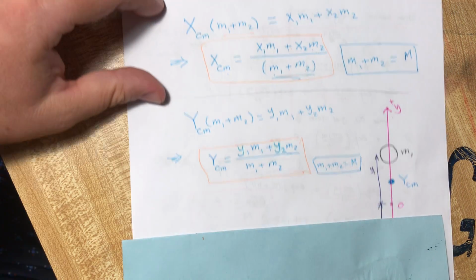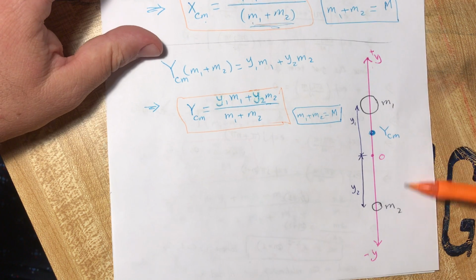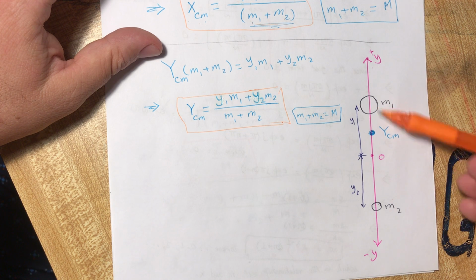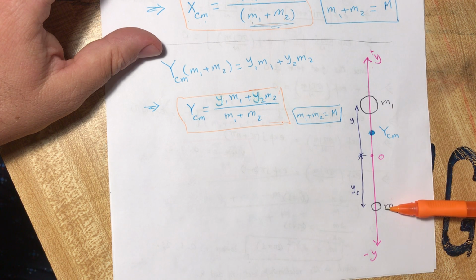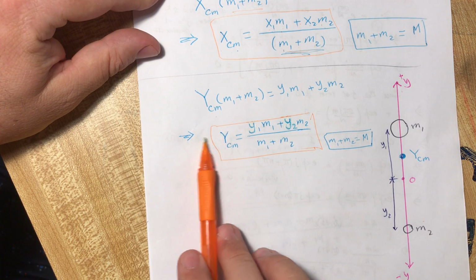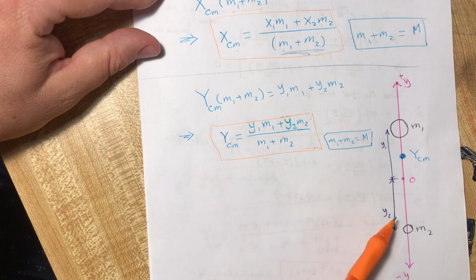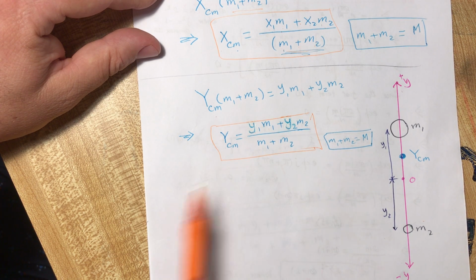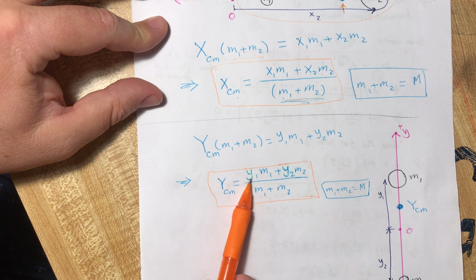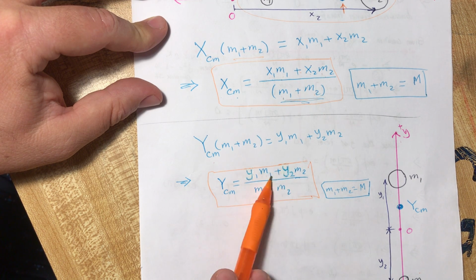Okay. If we go to the y direction now, it is the same. If we have two masses, m1 and m2, this is the origin. We have y1 for m1, y2 for m2, and this is y center of mass. Simply, y center of mass is equal to y1 m1 plus y2 m2 over the total summation of all the masses in this system, which is m1 plus m2. It is the same as the x formula, but we need to use the x position and the y position for the same masses.